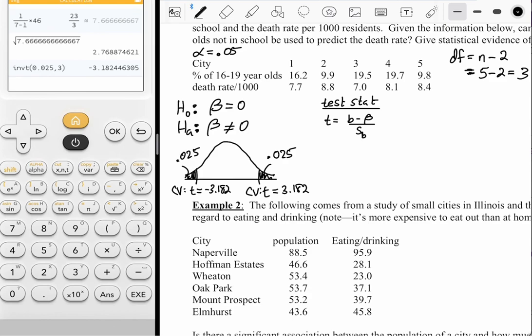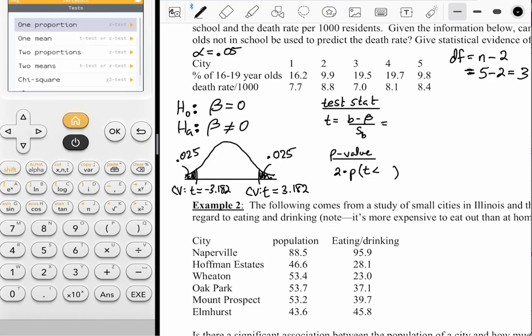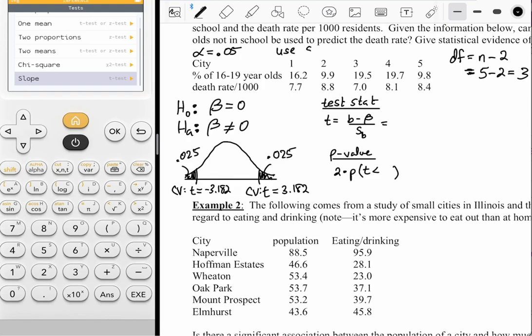So we'll get the p-value. That's going to be, because it's two-tailed, probability that t is less than whatever we get as our computation for the test statistic. All right, so let's get this stuff in the calculator. Small set of data, so it's not going to be overly difficult. All right, we go right to the inference menu. Under test, you'll see one that says slope. All right, so use the slope test.